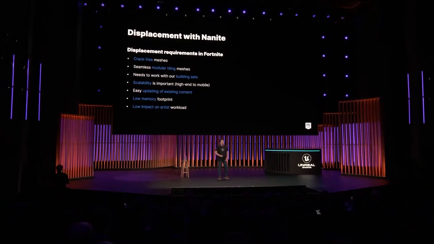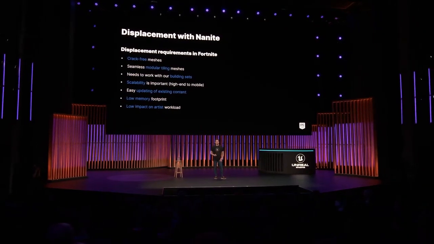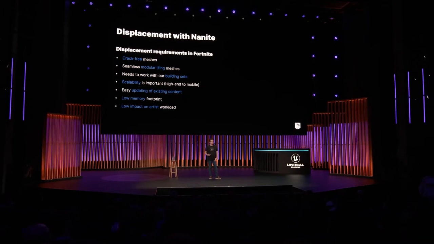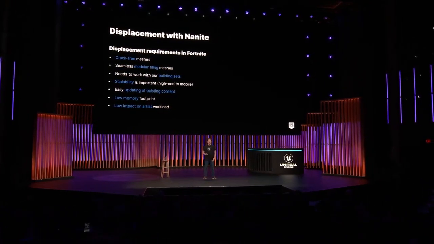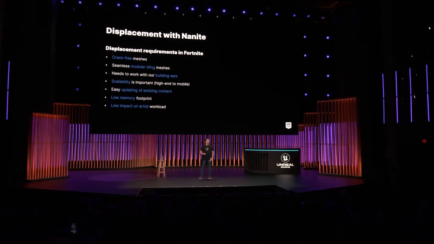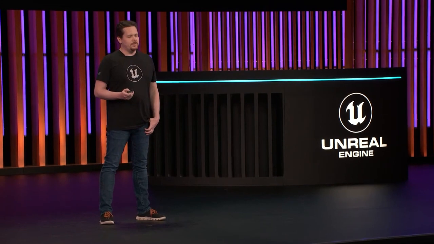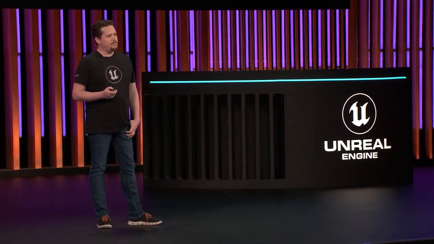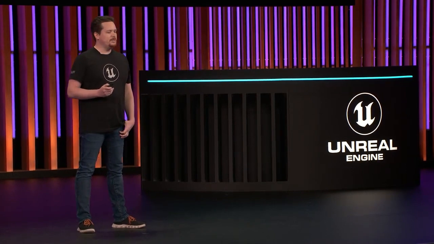But with displacement in Fortnite, there come some requirements. We needed it to be crack-free, we needed to maintain our modular seamless tiling meshes, and it needed to work with our building system. Scalability is very important for us. We have a wide range from mobile to high-end PCs. And also, we needed to be able to update our old assets easily. A low memory footprint and a low impact on artists was also important for us.